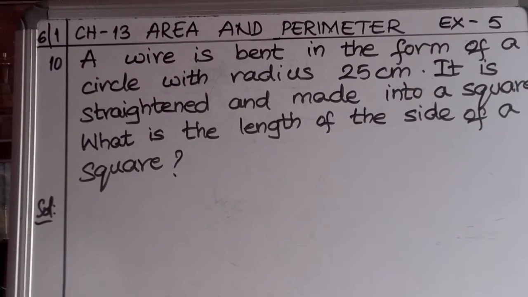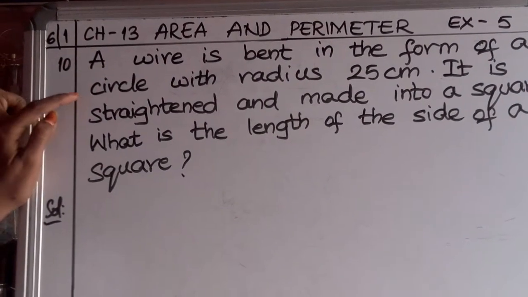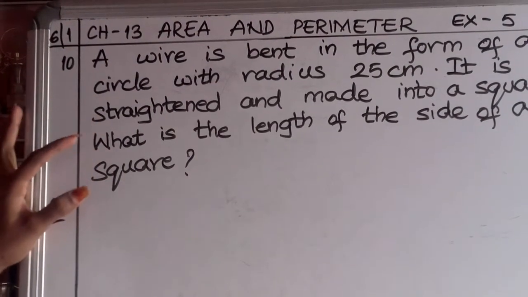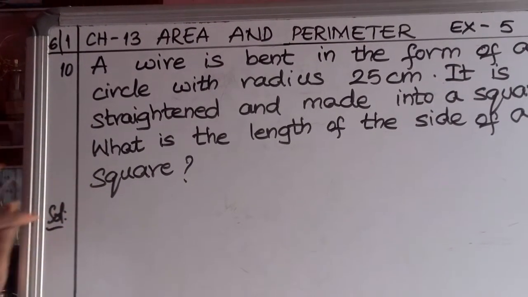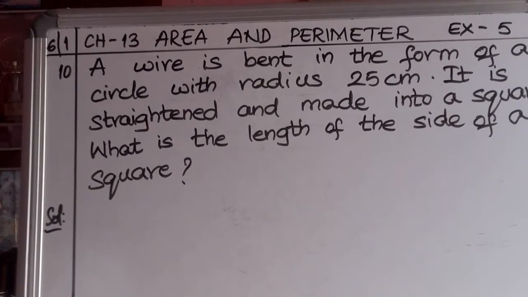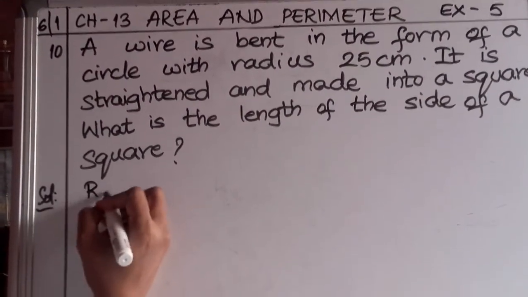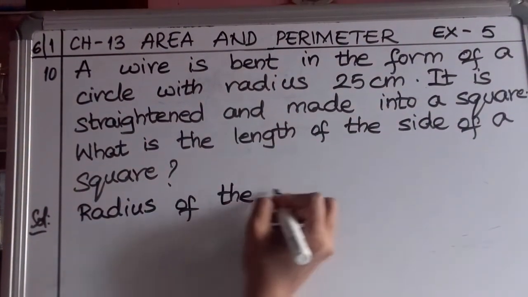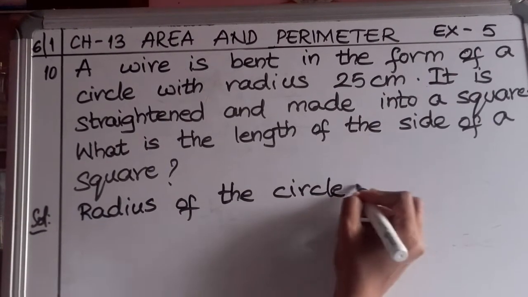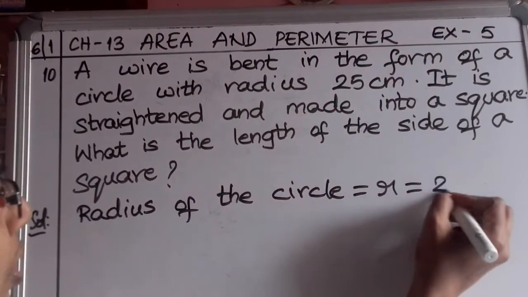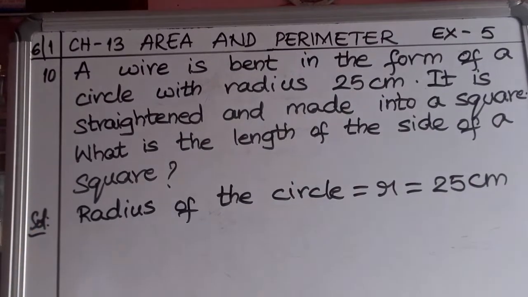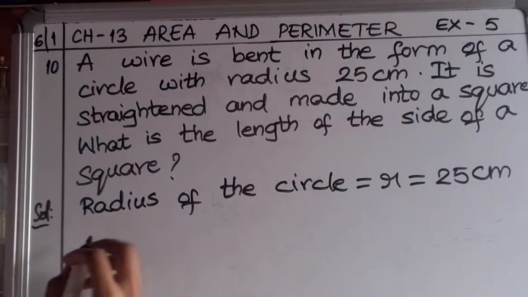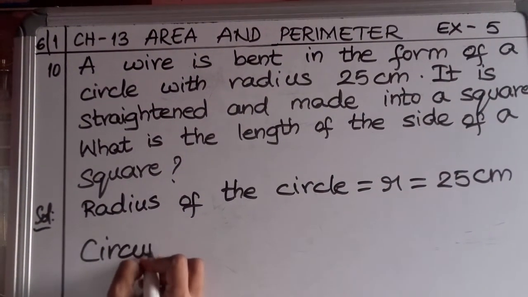Let us do the 10th problem. A wire is bent in the form of a circle with radius 25 centimeters. It is straightened and made into a square. What is the length of the side of the square? This is the question given. So first they have given the radius of the circle, represented by r, which is equal to 25 centimeters. So the radius of the circle is given and we are going to find out the circumference.